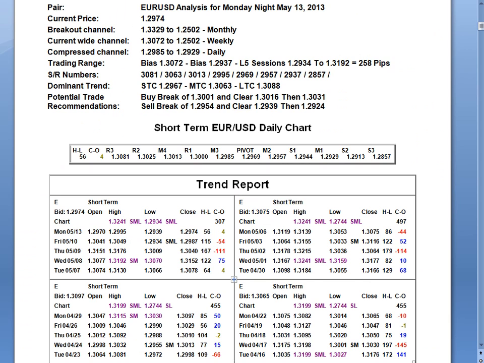I pulled a report for Monday evening, May 13th, and we're going to be taking a look at the Euro-US dollar. The daily report I used to do by hand for several years. Then we decided to automate it before I started doing the daily trade plan alerts.